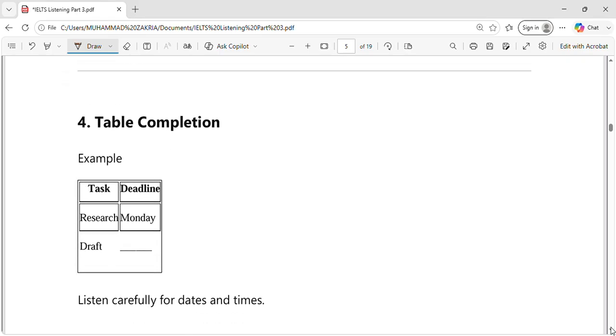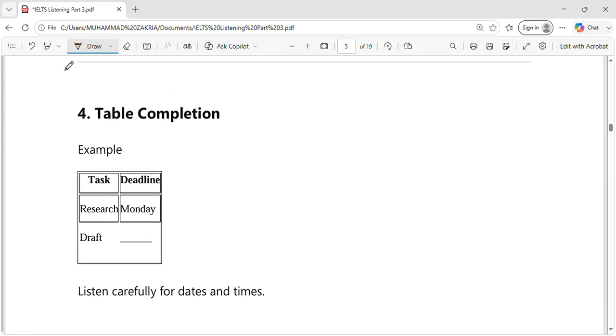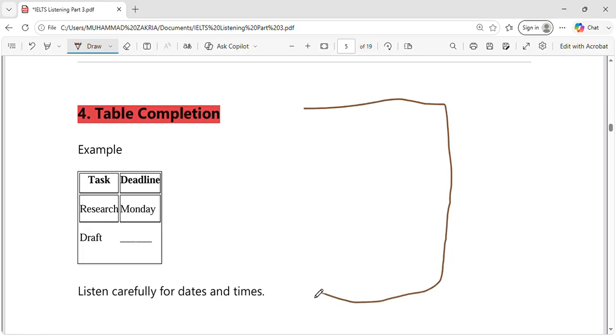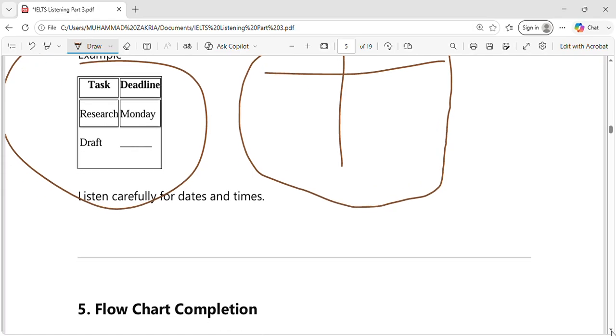The fourth question type here is table completion. In table completion, we complete the whole table. This is a table, and we complete it like that. So the fourth question type is table completion.